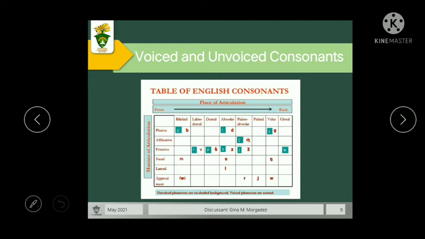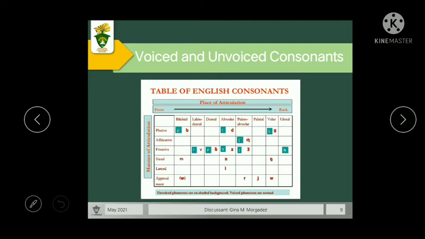For example, the phoneme p, p, p. Obviously the phoneme p is unvoiced because the vocal folds do not vibrate. How about the phoneme b? B, b, b. It is very evident that the phoneme b is voiced because the vocal folds vibrate.